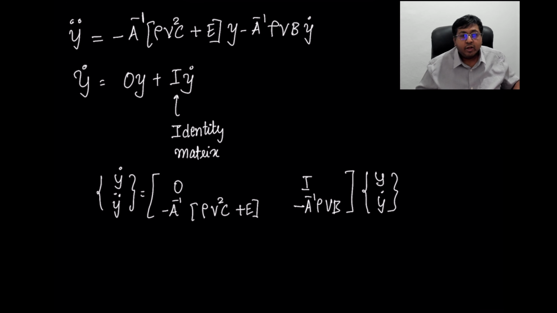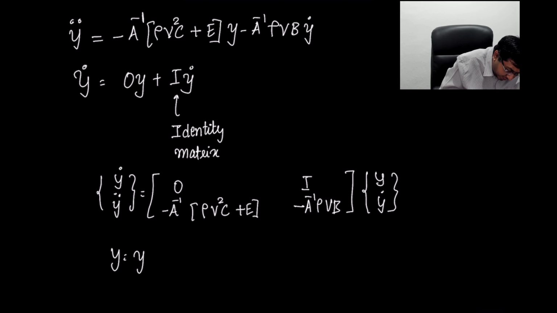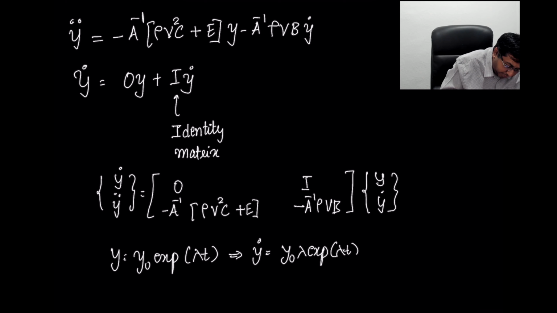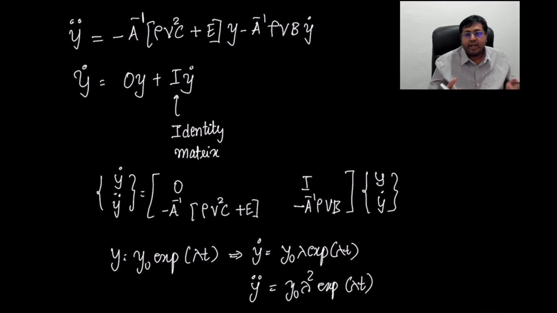Right? So we can easily substitute y is equal to y naught exponent of lambda t, which would imply y dot is nothing but y naught lambda exponent of lambda t, and y double dot is y naught lambda square exponent of lambda t. A simple derivative that we all can easily know about.